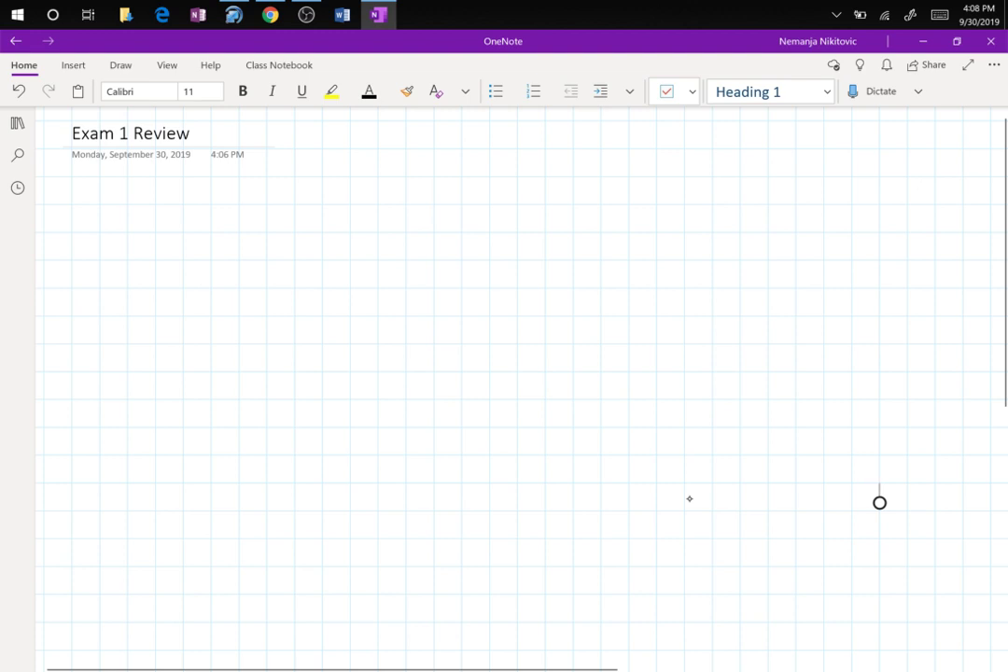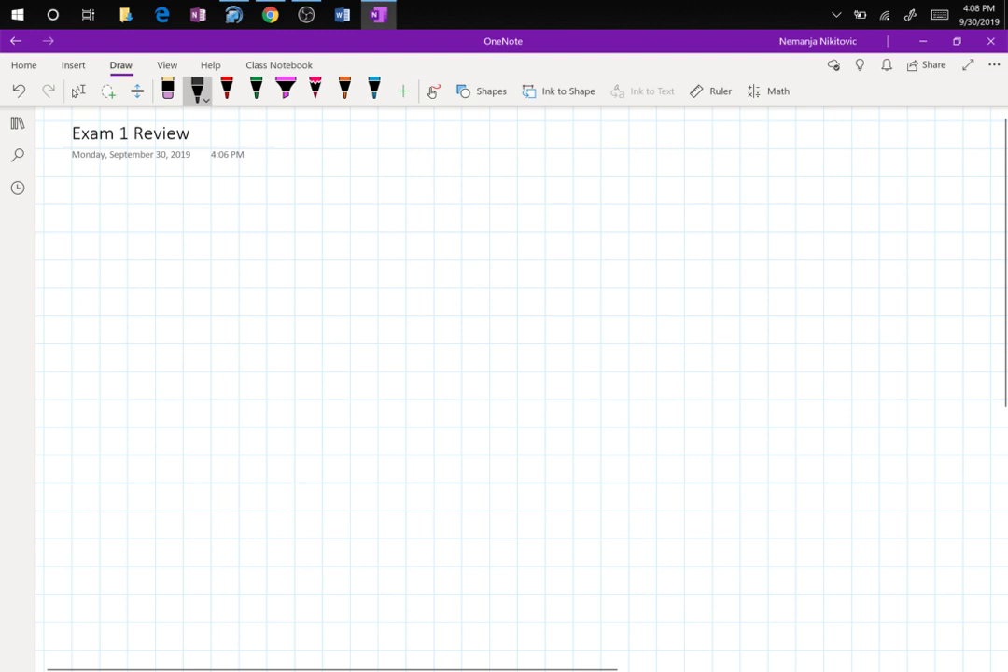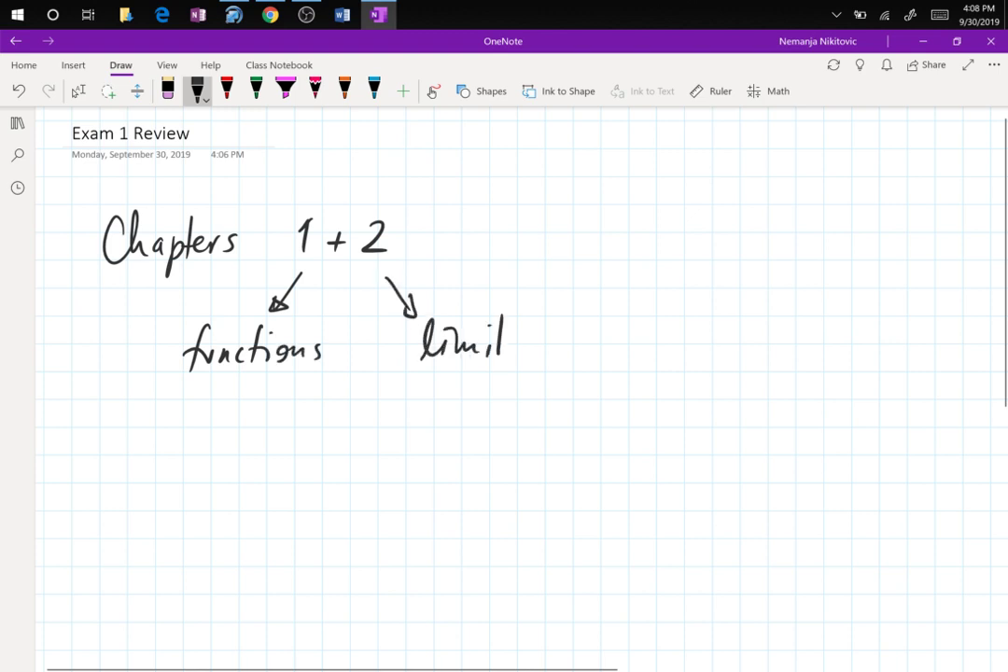So, exam 1 review. Let's talk about the topics, the shopping list, right? We are looking at exam 1, chapters 1 and 2. Chapter 1 is functions. Chapter 2 is limits. For chapter 1 we have 1.1 through 1.4. For chapter 2 on limits we have 2.2 through 2.7, remembering that 2.7 is definition only.